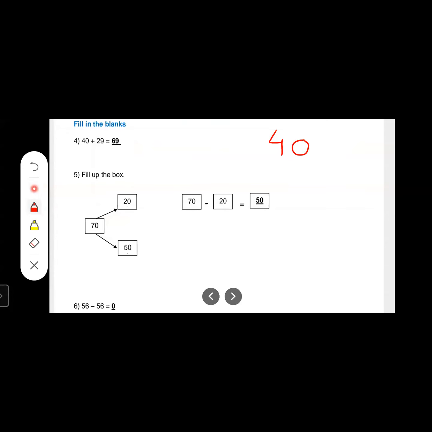40 plus 29. Zero plus 9 is equals to 9. Very good. 4 plus 2. Take out 2 fingers. Count after 4. 5, 6. Yes. So 40 plus 29 is equals to 69. Very good.